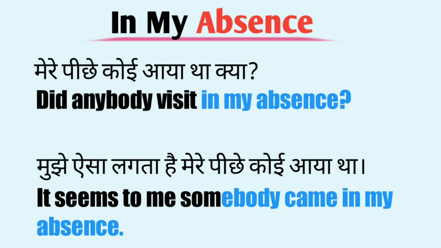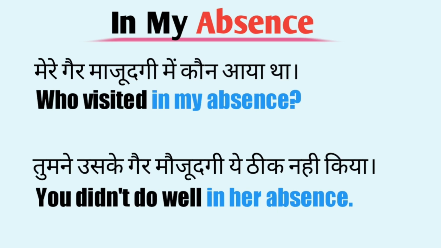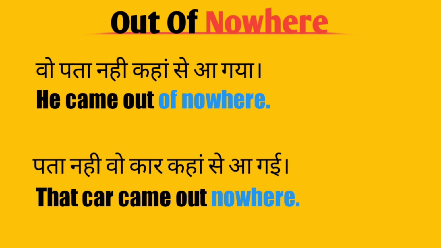मेरे पीछे कोई आया था क्या? Did anybody visit in my absence? The second sentence would be, मुझे ऐसा लगता है मेरे पीछे कोई आया था. It seems to me somebody came in my absence. Okay. मेरे गैर मौजूदगी में कौन आया था? Who visited in my absence? तुमने उसके गैर मौजूदगी में ये ठीक नहीं किया. You didn't do well in her absence. The next topic would be "out of nowhere".